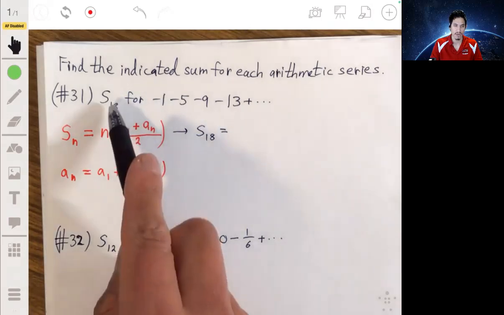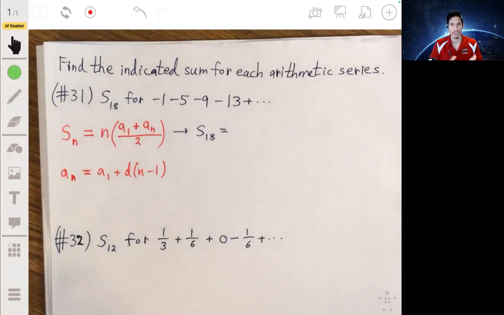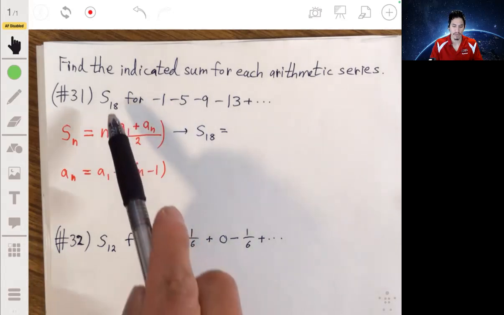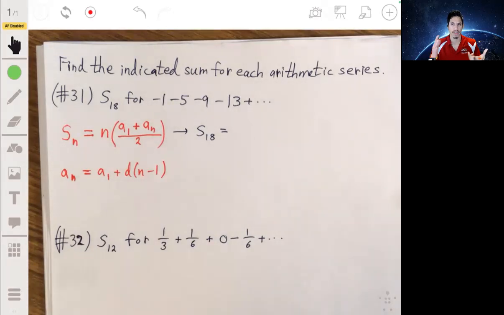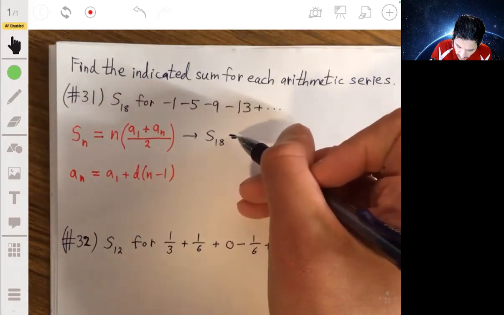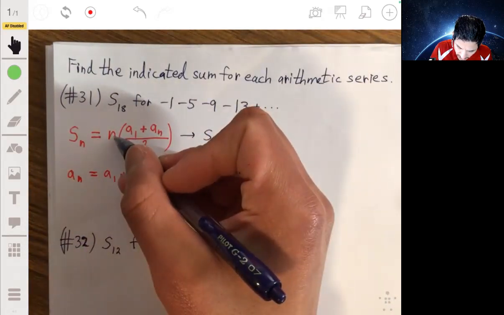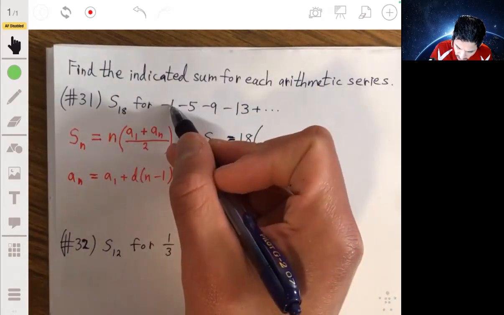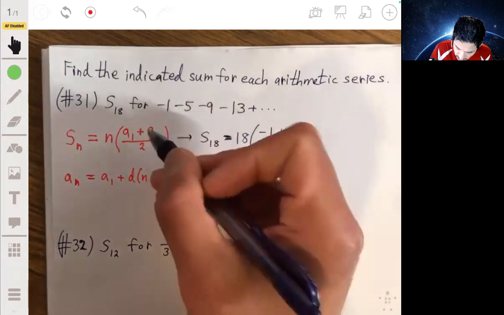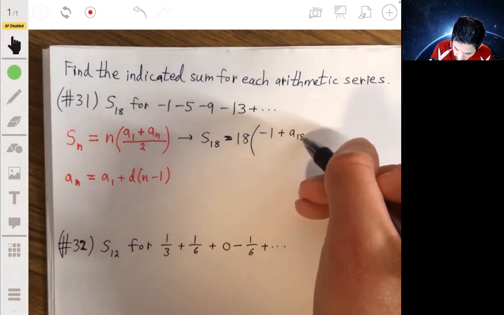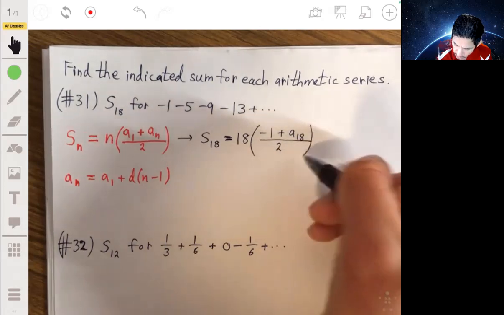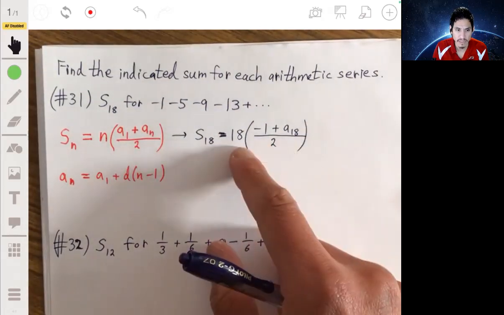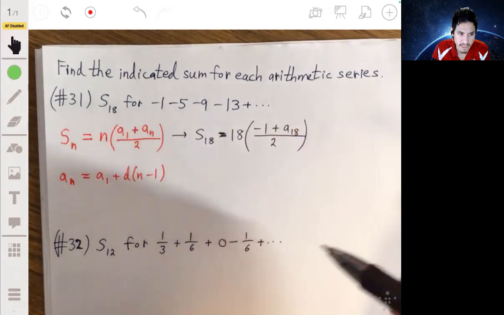We're keeping the numbers low here so that we can make sure our answers make sense. But be prepared that you'll get questions where you're adding up hundreds of terms. So S18 would be 18, because we're adding 18 terms, times A1, which is -1, plus A18, over 2, times 18. So we need to figure out what A18 is.